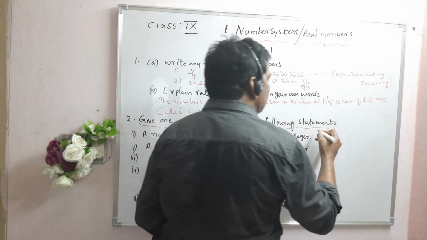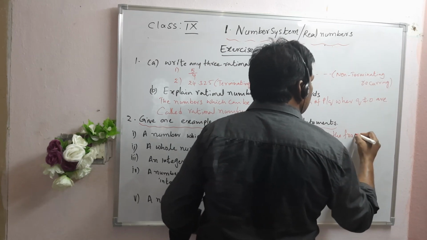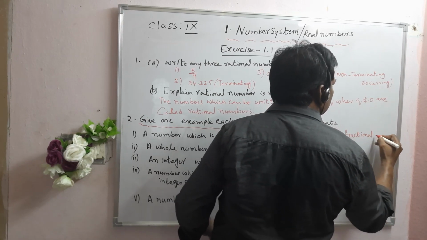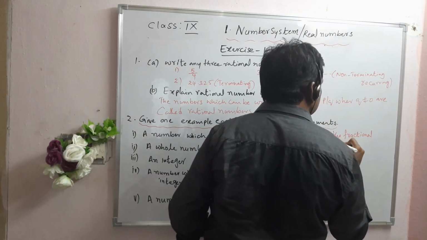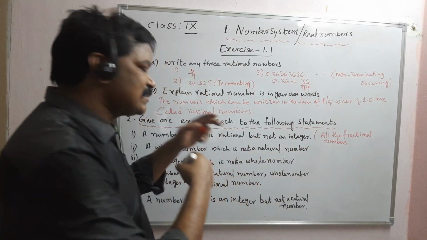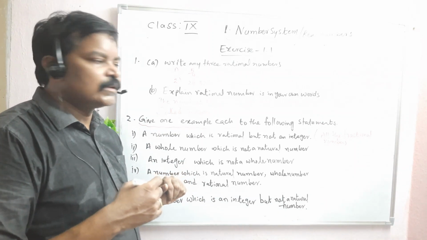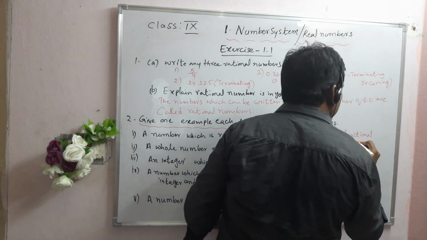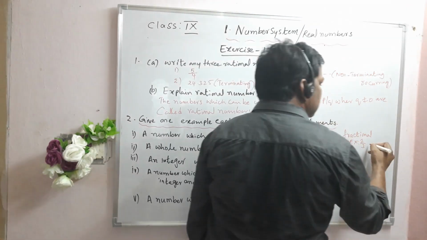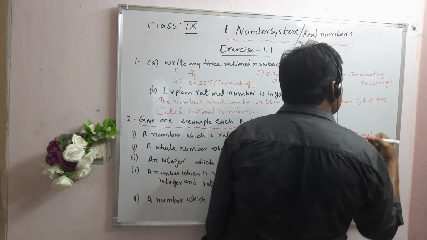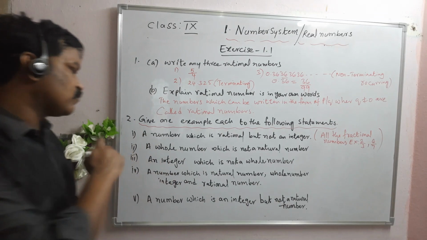That means all the fractional numbers. That is an example. All the fractional numbers are not integers. Example, 2 by 3 is a rational number but not an integer. Like that, 6 by 7 is a rational number but not an integer. Understand, children?